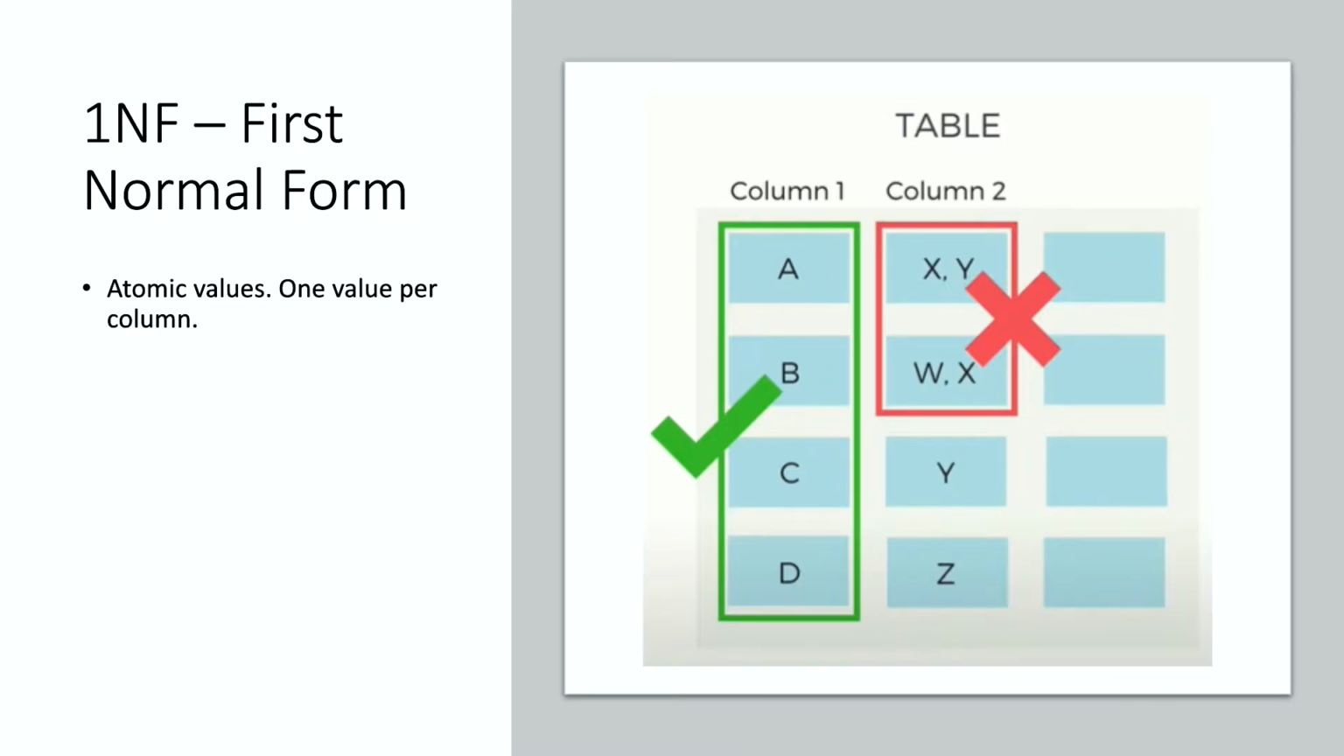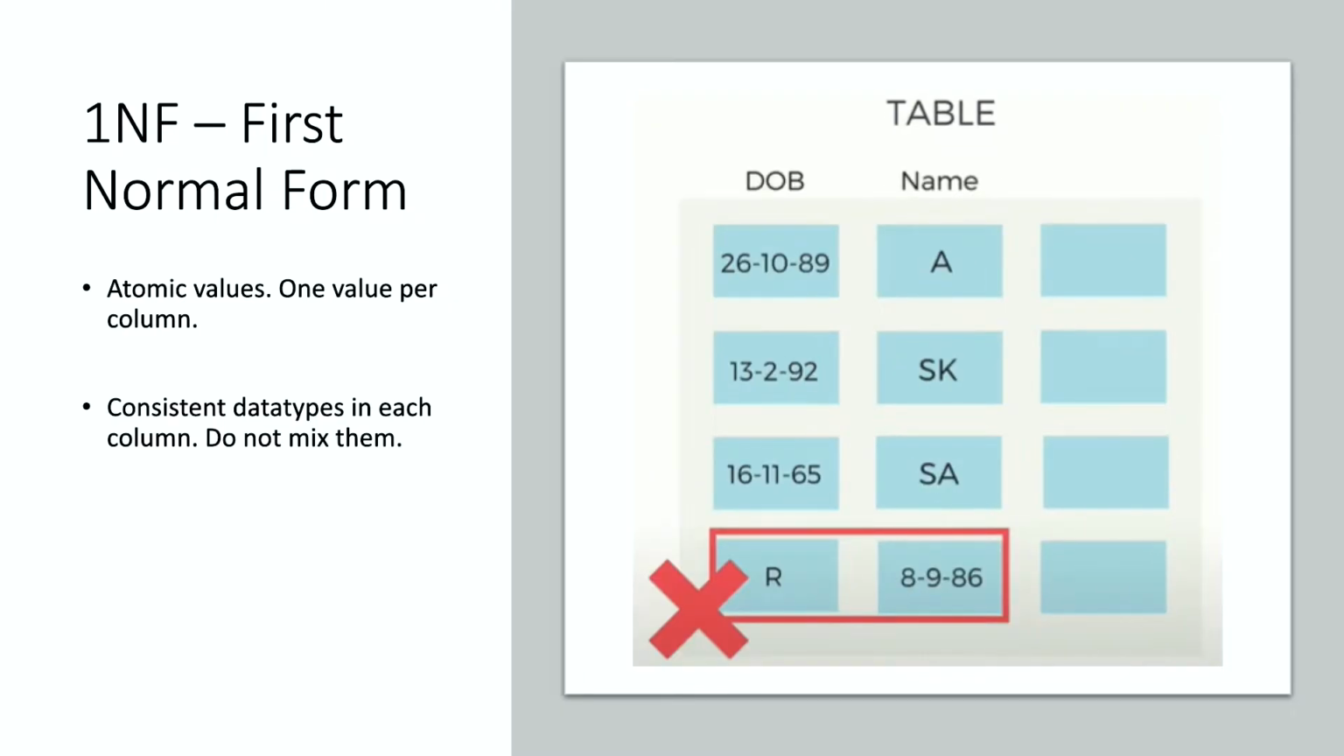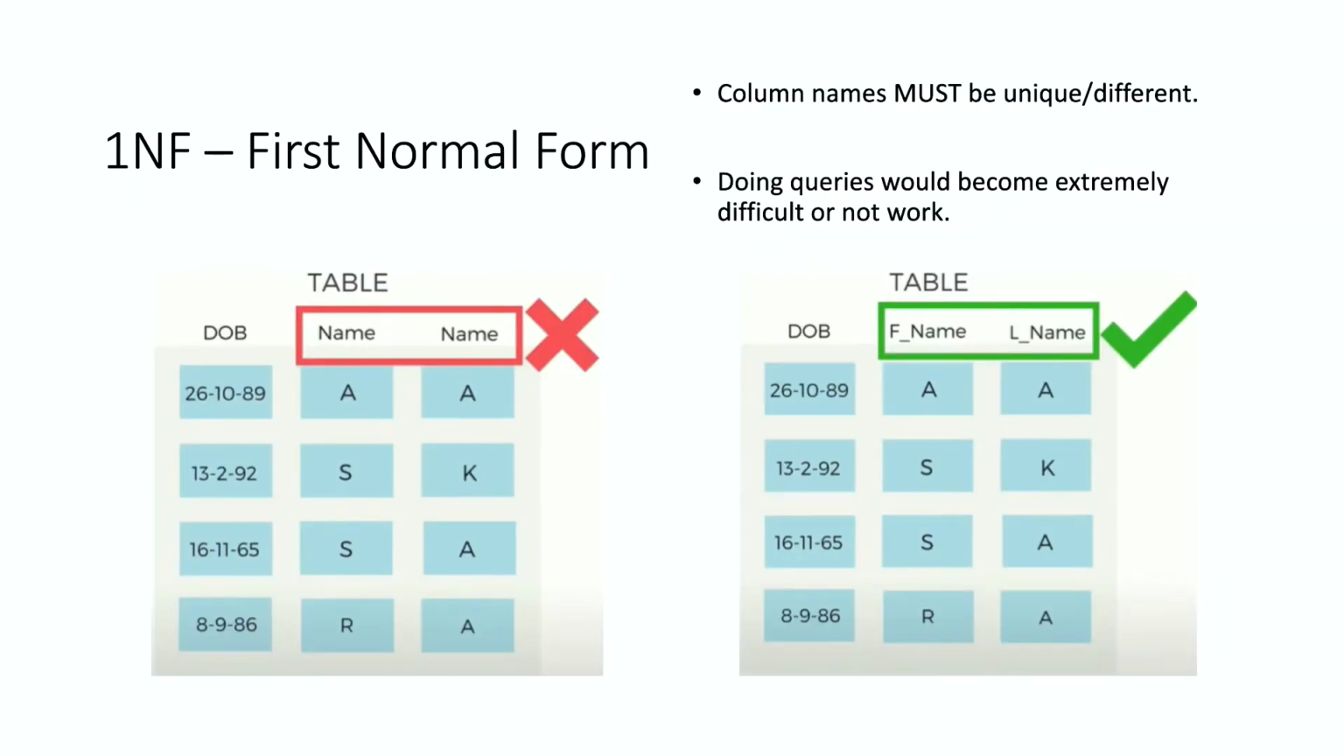For first normal form, we have to have an atomic value. So one value per column. So we cannot have mix and matching stuff. The column names must also be unique. So they must be different. We cannot have name and name, for example. I think I did a screenshot of this from an actual video on YouTube. Again, watch those videos, they explain it very, very well.